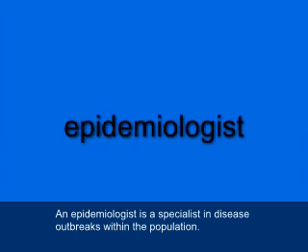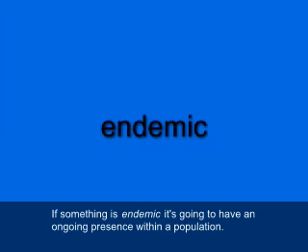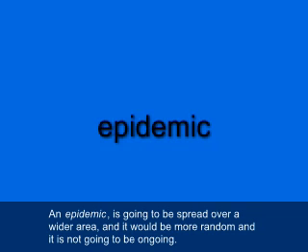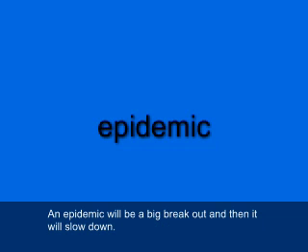Epidemiologist. An epidemiologist is a specialist in disease outbreaks within a population. If something is endemic, it's going to have an ongoing presence within a population. An epidemic is going to be spread over a wider area, and it'd be more random, and it's not going to be ongoing. An epidemic will be a big breakout and then it will slow down.